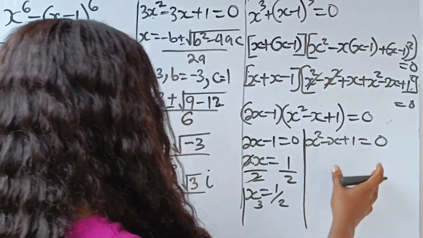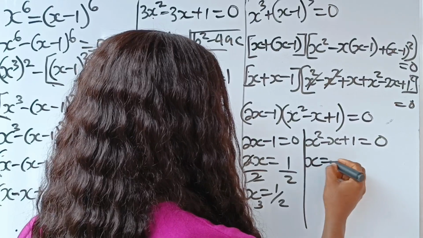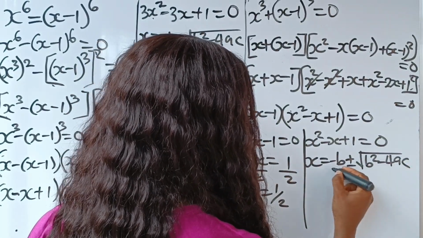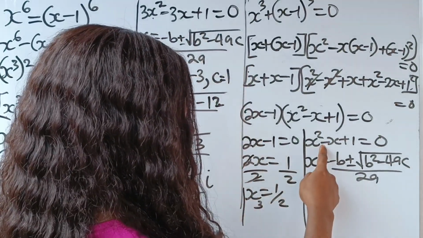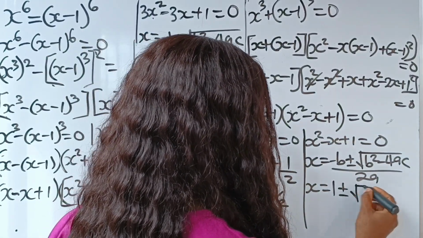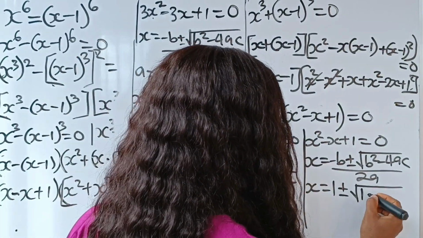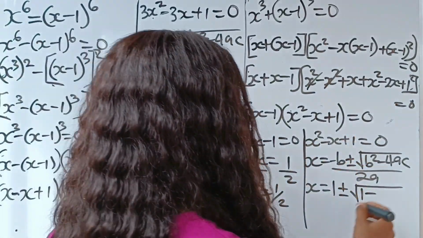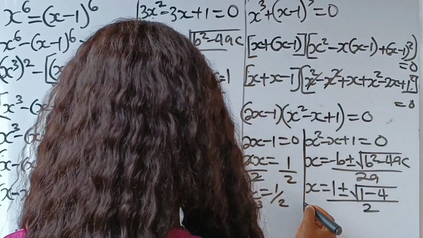Now let's continue. When you look at this one, we can solve this using the quadratic equation formula, which states that x is equal to minus b plus or minus square root of b squared minus 4ac, everything divided by 2a. So our x is equal to, our b is minus 1, so it's going to be minus minus, which is plus, plus or minus square root of b squared, that is minus 1 squared, which will still give us 1. Then minus 4ac, 4 times 1, which will still give us 4. Divided by 2a, that is 2 times 1, which is 2.